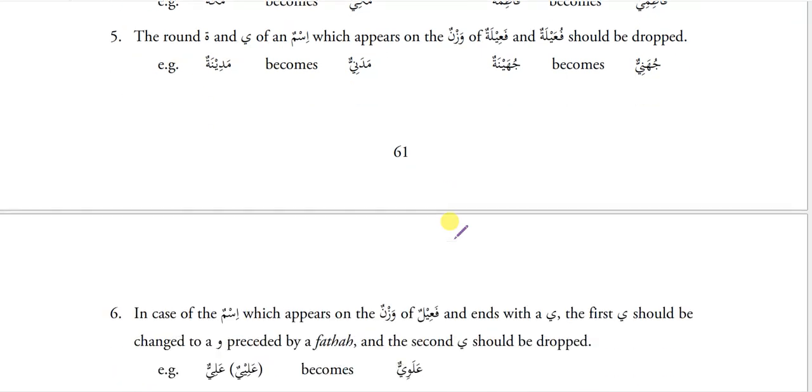Rule number 5. The round ta and ya of an ism which appears on the wazan of fa'ilatun and fu'ilatun should be dropped. So Madinatun becomes Madaniyun and Juhainatun becomes Juhaniyun. So here the ya will be removed.